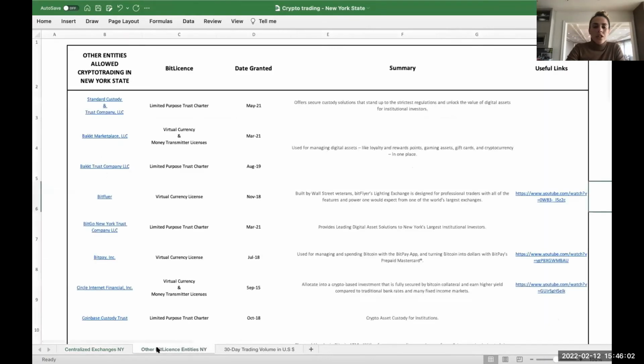On the second sheet, there are other entities that have a BitLicense in New York State, which are less important for you because they are mainly for institutional investors.